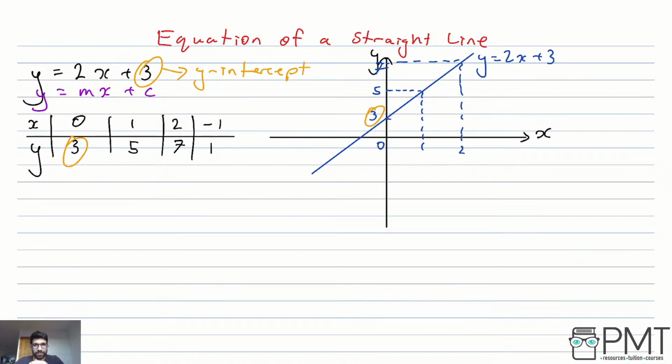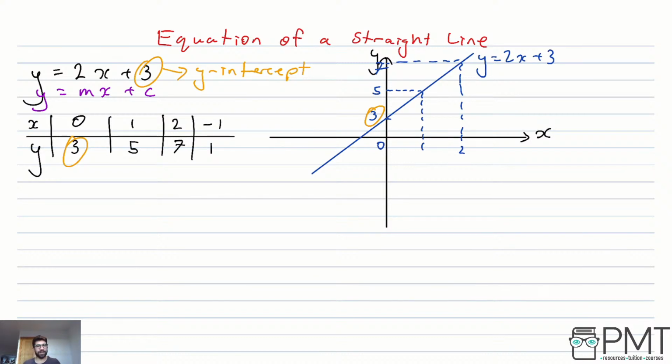What about the 2, which I said is the m, which is the gradient? What does gradient mean? How can we find the gradient? And what does it show us? Let's think about that. So the gradient is, if you make a triangle here, let me not use that.